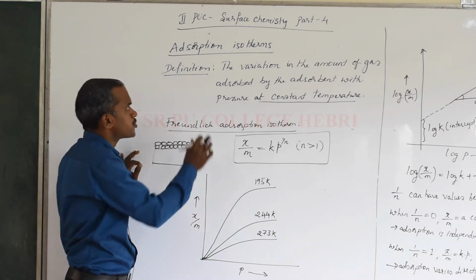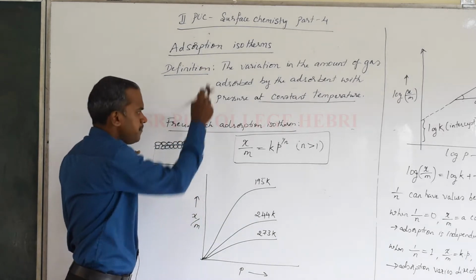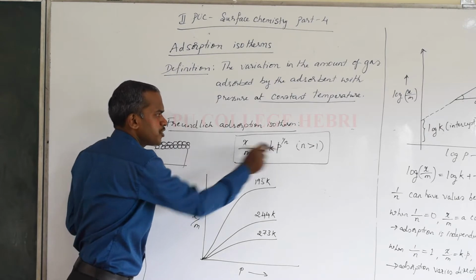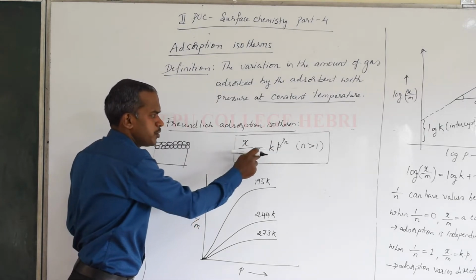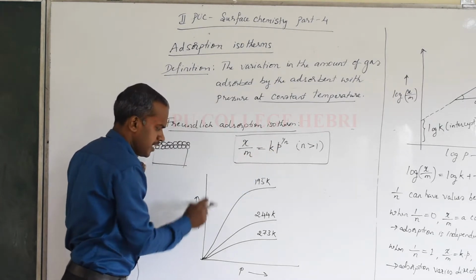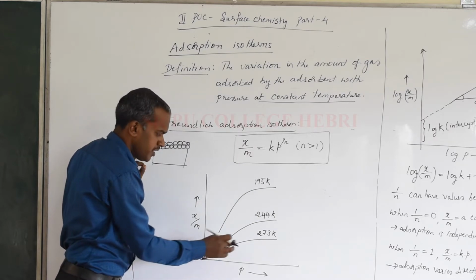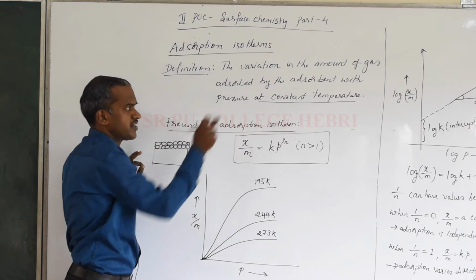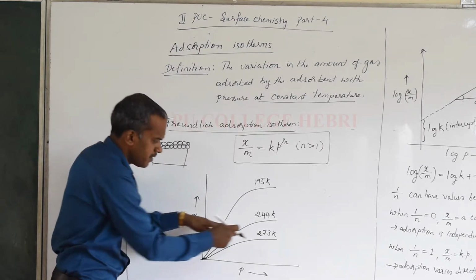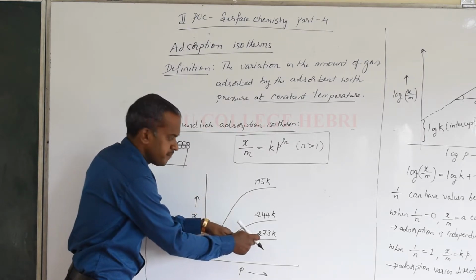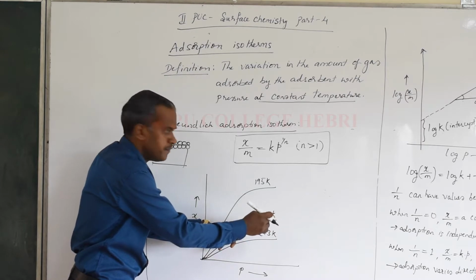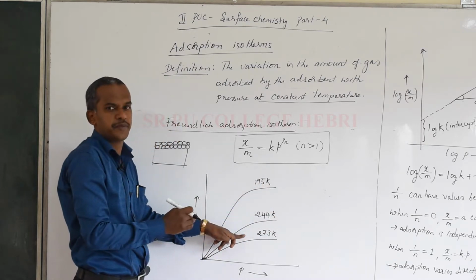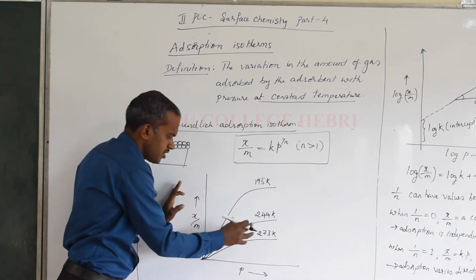I think you understood now what is adsorption isotherm. The expression for Freundlich's adsorption isotherm, x/m = kp^(1/n), and with this graph we understood, as we can observe with the different temperatures, no doubt we study at a constant temperature, but at one particular temperature if you observe, at some pressure value there is a saturation of adsorption. So this is observed with this graph.